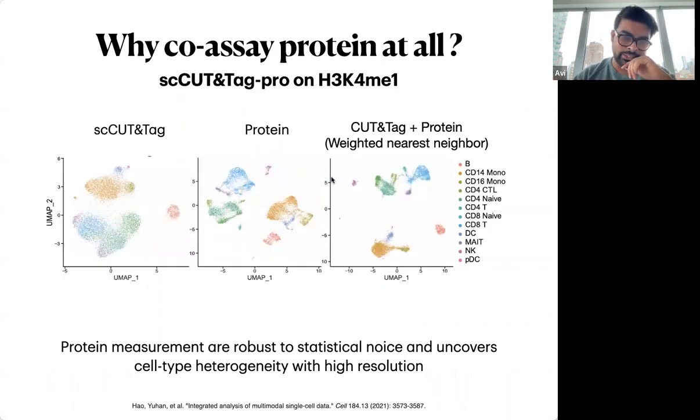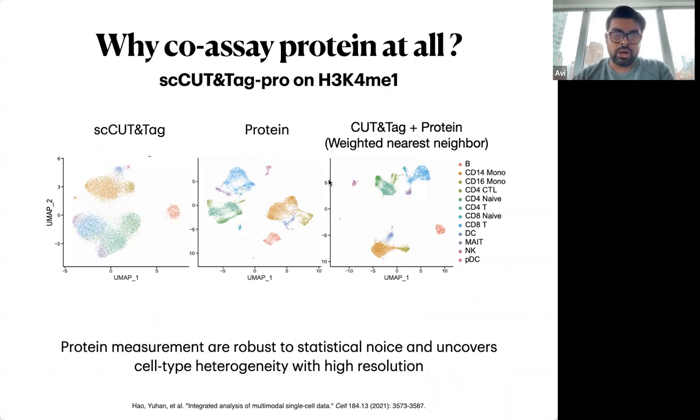So as a listener, the first question that might come to mind is, why profile protein at all? Single cell cut and tag is there, why can't we use that, right? So why single cell cut and tag pro, the protein part? The short answer is sparsity and cell type specificity.